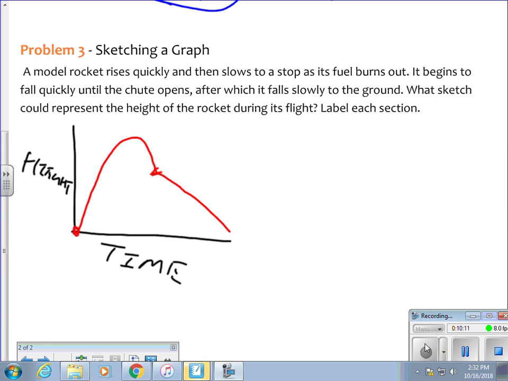Okay. If it looks anything like this at all, if this was a test question and you gave me anything that looks somewhat like this, I would be extremely lenient. But having done this type of problem several times before and actually having shot off rockets several times before, this is about what their flight actually looks like if you were to plot it out. Okay, so as long as you're close to this, you'd be good.